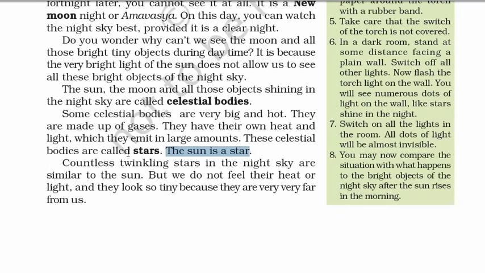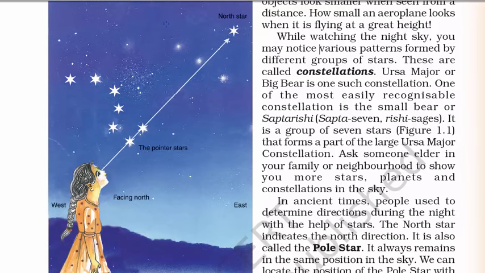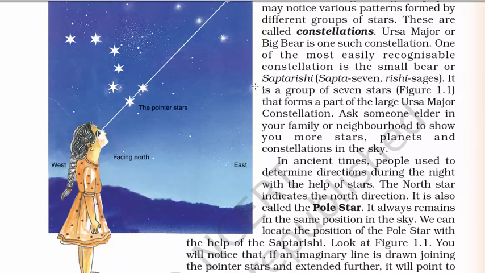So now let's move on to the second page. Coming to the second page, here we talk about constellations, planets, etc. Before going to the textual part, let's go through this image. What do you see? A girl, and then a few stars, and then one star here. So this star is nothing but the small bear, Saptarishi, which consists of 7 stars. This is one of the constellations, and straight through this you can see the North Star. North Star is nothing but the pole star.